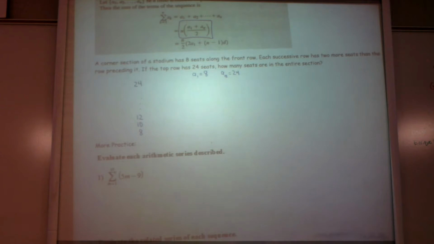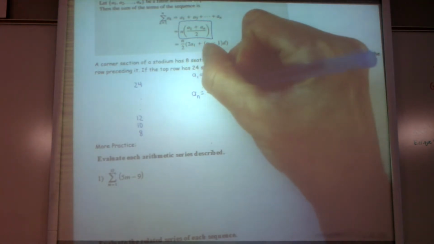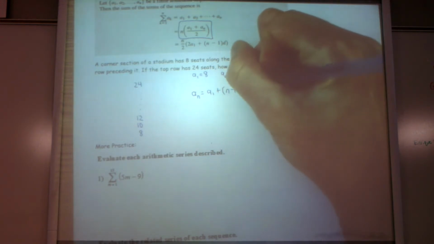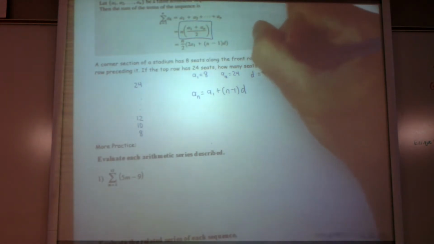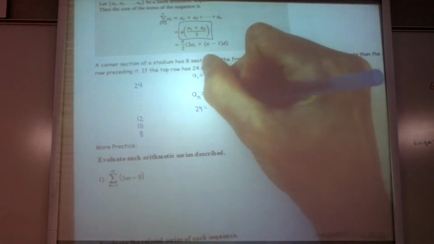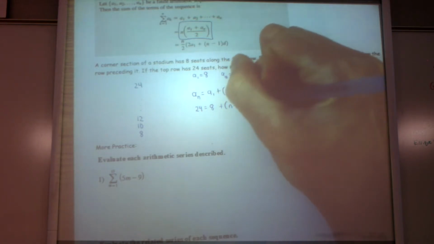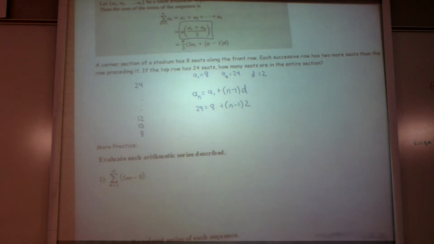What you need to do is use the explicit formula from the previous page. For arithmetic sequences, the a sub nth term is found using a sub 1 plus n minus 1 times d. What we're going to do is plug in what we know here, and we're going to solve for n. Now the one we do know is d, which is 2. I forgot to put that before, but let's plug those in. So the 24th, that's the last row. First row is 8, and the common difference is 2.